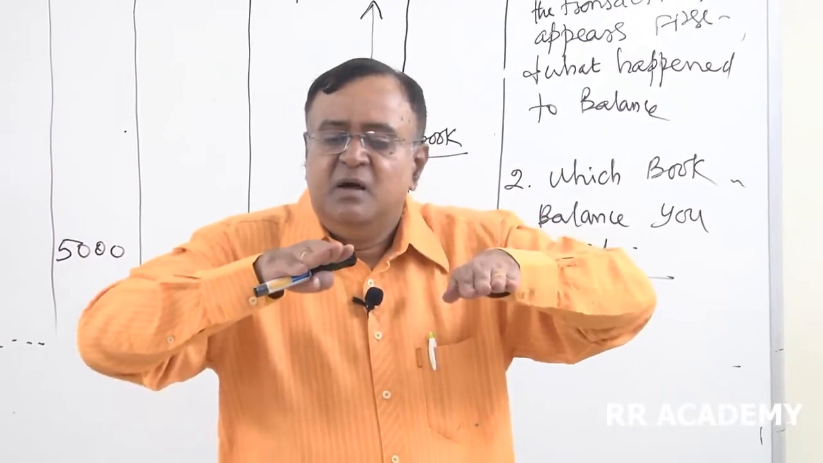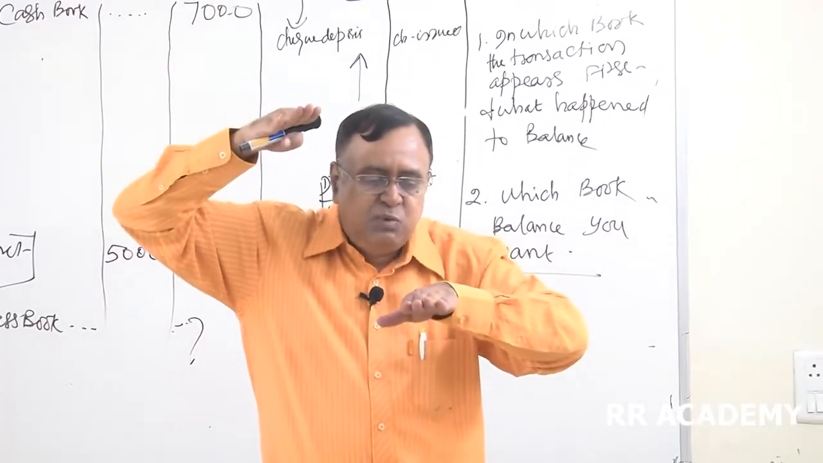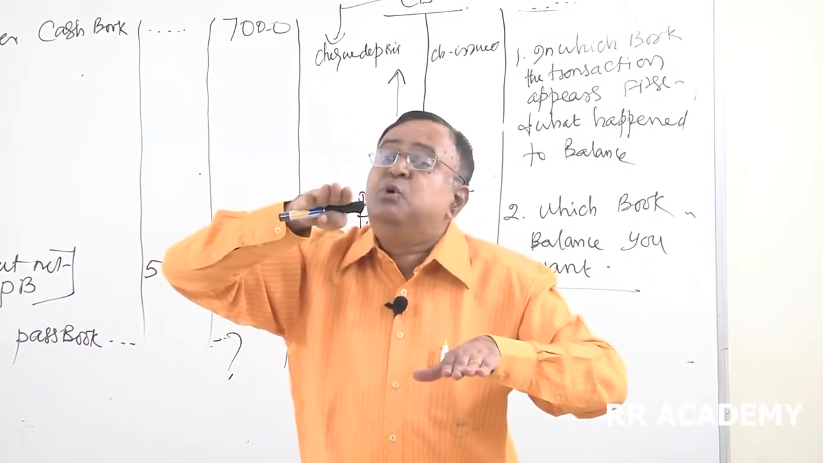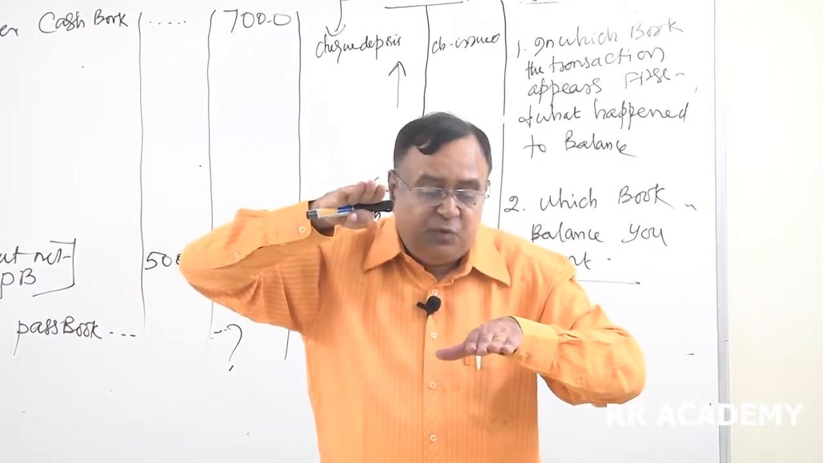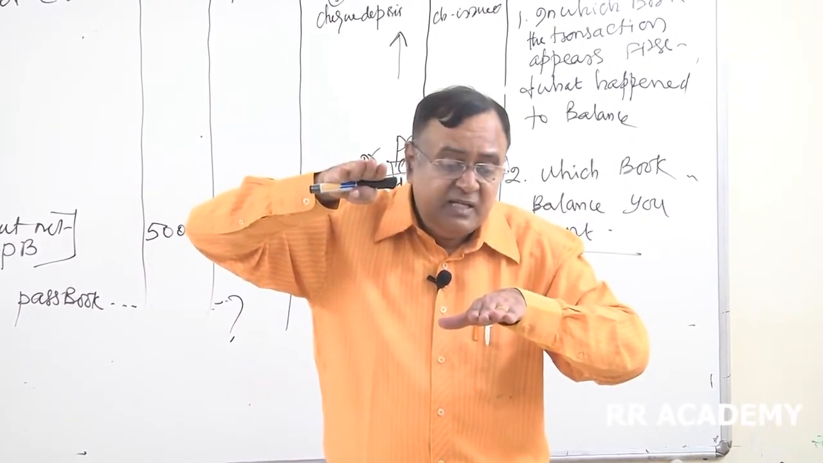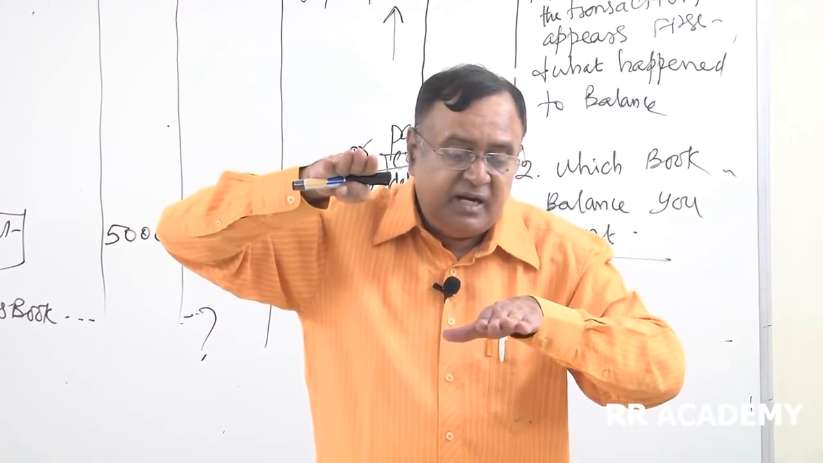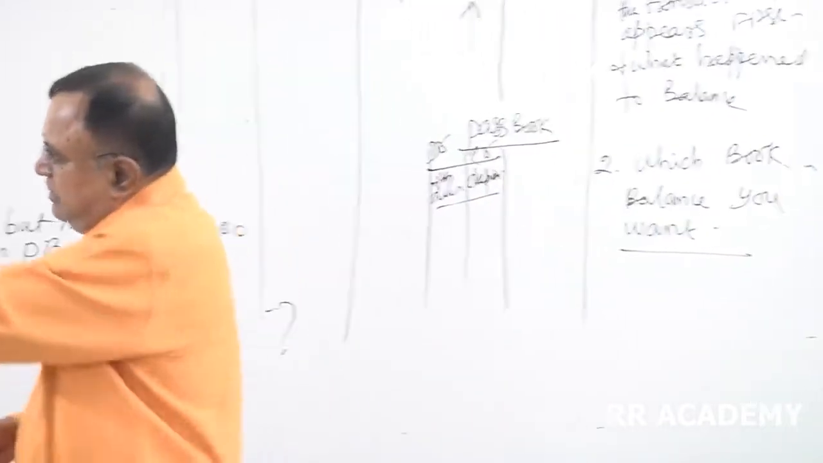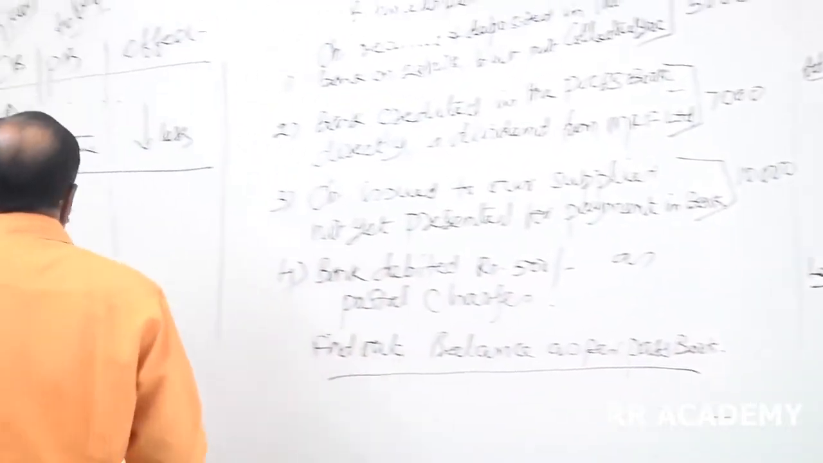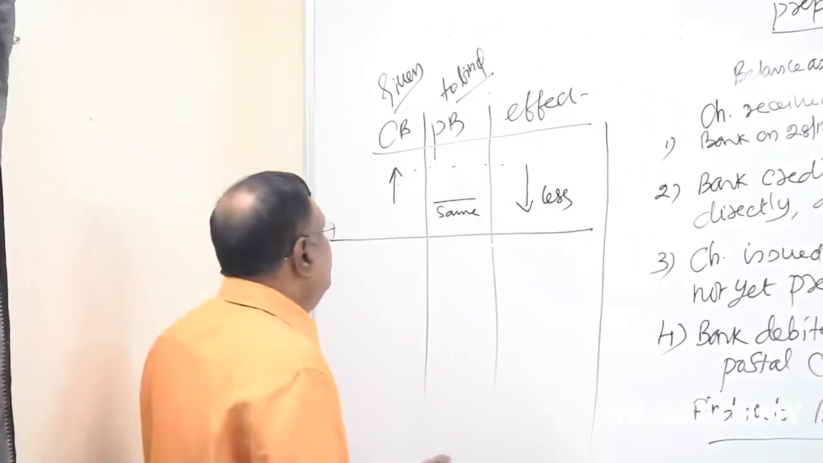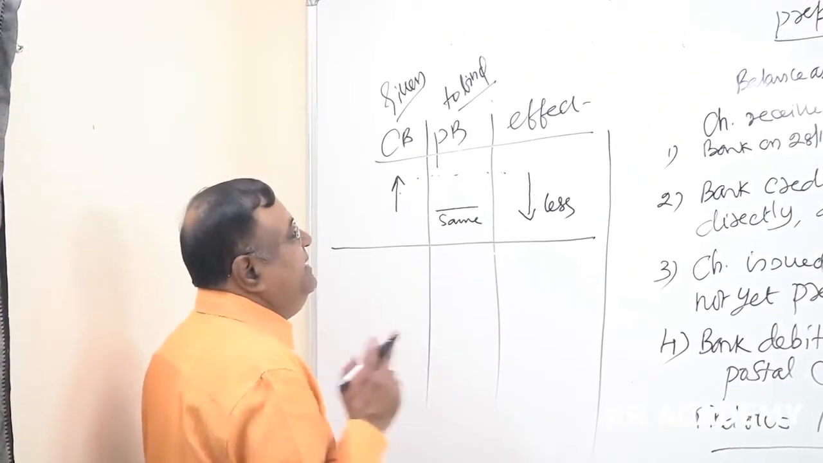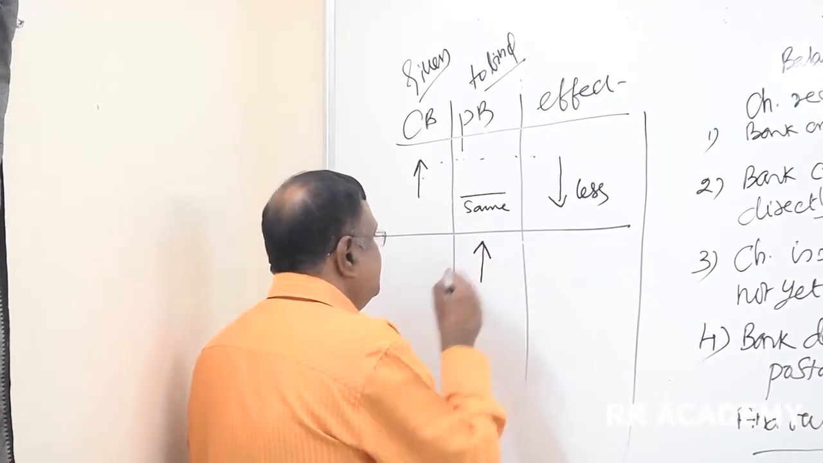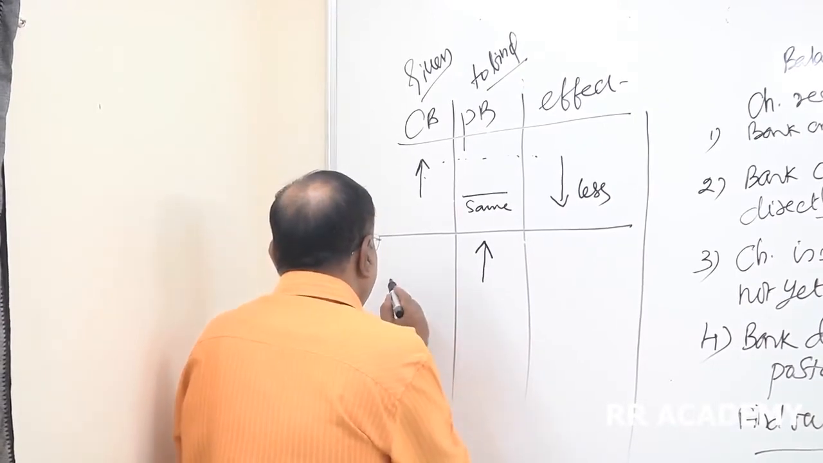Credited means passbook increase, cash book same. Which book do you want? You want the passbook. Which book balance is given? The cash book balance is given. You want the passbook, therefore add. Now we'll come to this. Whichever method is easy, you follow that method. Bank credited: passbook balance increased, cash book balance same.